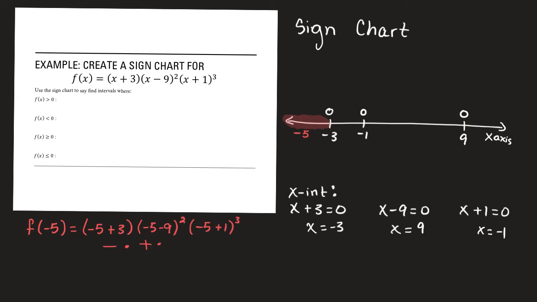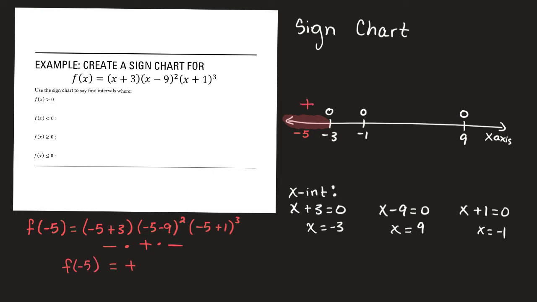And then when I multiply a third negative, it'll make it back to a negative. So my third factor is a negative. So what I'm actually multiplying is a negative number times a positive number times a negative number. To find the overall sign, a negative times a positive is a negative, and then times another negative would make my overall sign positive. So the sign of f of negative 5 is a positive sign.